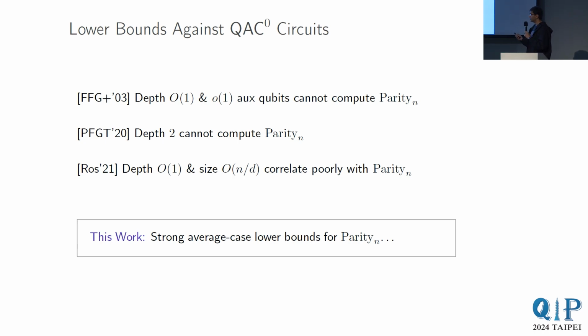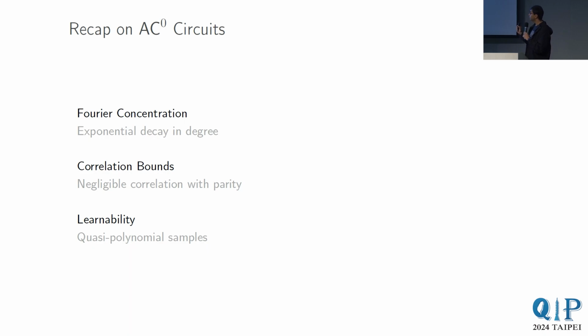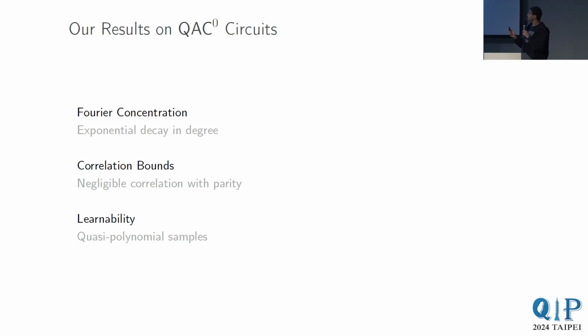And what we show in this work is strong average case lower bounds. So the correlation with parity is negligibly greater than half, and we also reap a few more consequences. If I had to show you what we prove, I'm just going to reuse my slide on the results for AC0 circuits. I'm going to scratch the title and replace it with our results on QAC0 circuits. So we show that QAC0 circuits are in some sense Fourier concentrated. You get correlation bounds for parity and more generally for high degree Boolean functions. And you get a quasi-polynomial sample learning algorithm for QAC0 circuits.